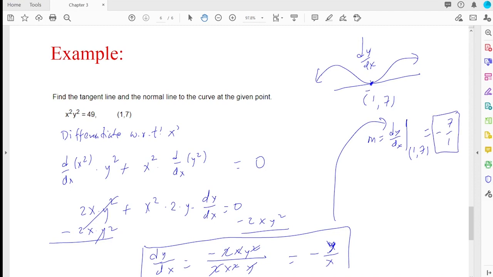So what is the equation of the tangent line? The equation of the tangent line is y minus y1 equals slope times x minus x1. The equation of any line with a given slope m and passing through a point (x1, y1) is this one. So we just have to plug in the value of slope, which is -7, x1, which is 1, and y1, which is 7.